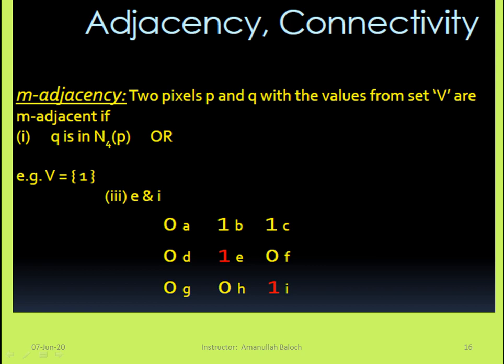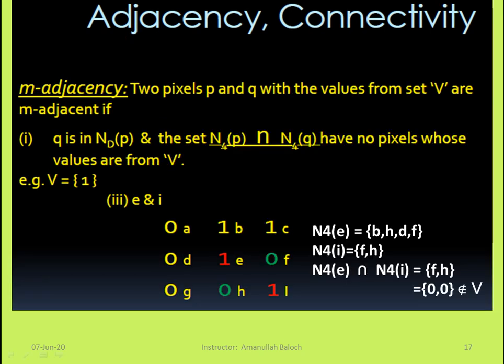Then we will check and satisfy the second condition of M adjacency. What is the second condition? In this second condition, Q is ND of P. This is Q, and of course this lies as a diagonal pixel of this P pixel. So Q is ND of P. Here Q is ND of P. Then we have to satisfy this condition.